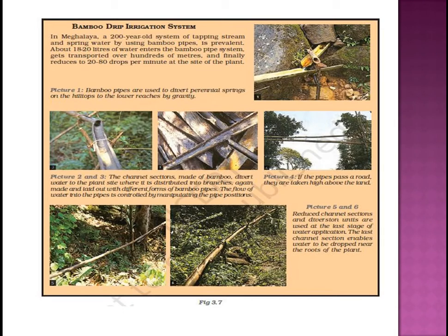Next, this is the bamboo drip irrigation system in Meghalaya, a 200 year old system of tapping stream and spring water by using bamboo pipes. About 18 to 20 liters of water enters the bamboo pipe system, yet is transported over 100 meters and finally reduced to 20 to 80 drops per minute at the site of the plant. You can see that.